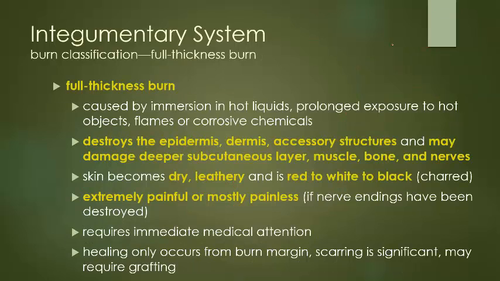And then the last kind of burn is called a full thickness burn. Full thickness burns occur after immersion in hot liquids or prolonged exposure to hot objects or to flames or corrosive chemicals. And with full thickness burns, we destroy both the epidermis and the dermis, as well as all the accessory structures in that region. And then we can even damage the deeper subcutaneous layer or the underlying muscle, bone, and nerves. And so these are really significant burns where the skin is removed or has been completely destroyed, and we might even get deeper into the deep tissues of the body.